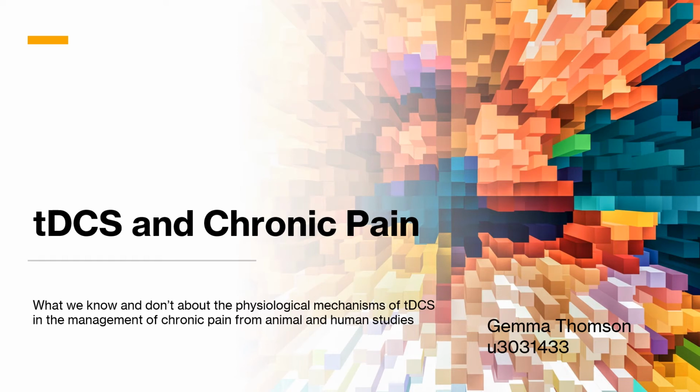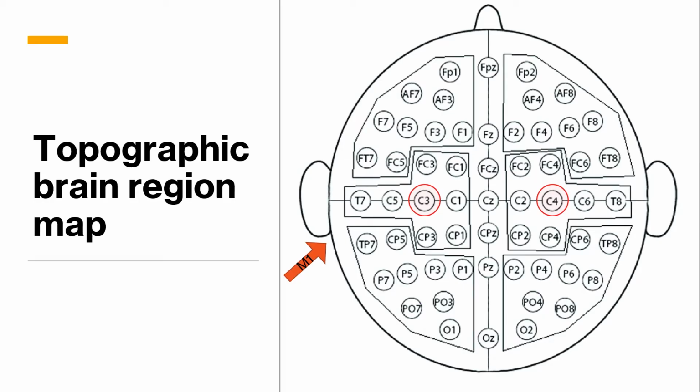I'm Gemma Thompson. We're going to spend the next 6 minutes on the physiological mechanisms and effects of transcranial direct current stimulation on chronic pain. Let's jump in. tDCS uses a montage of electrodes placed on corresponding treatment areas of the scalp and directs a current no higher than 2 milliamps into the corresponding treatment area in the cortex.